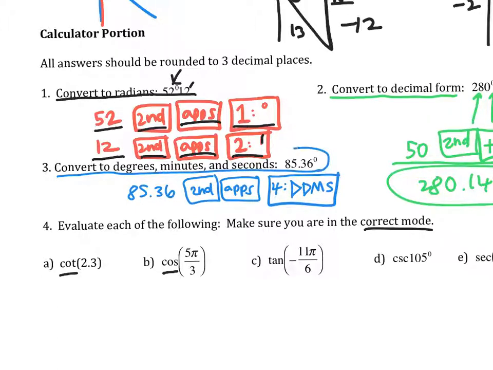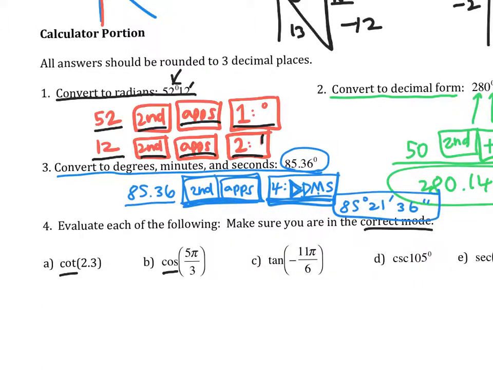For this problem, convert to degrees, minutes, and seconds, we're going backwards. You're given an angle measure in decimal degrees, and you have to convert that to degrees, minutes, seconds. So you type in 85.36, and then you go to second apps again to access the angles menu. If you look at option 4, it says change to DMS, degree, minute, second. So you just hit enter, enter again, and you will get the answer of 85 degrees, 21 minutes, and 36 seconds.